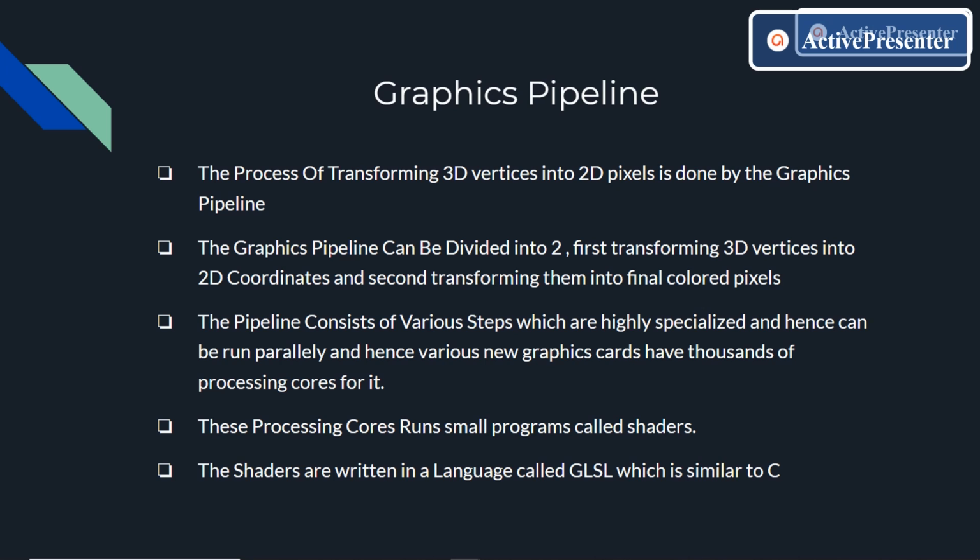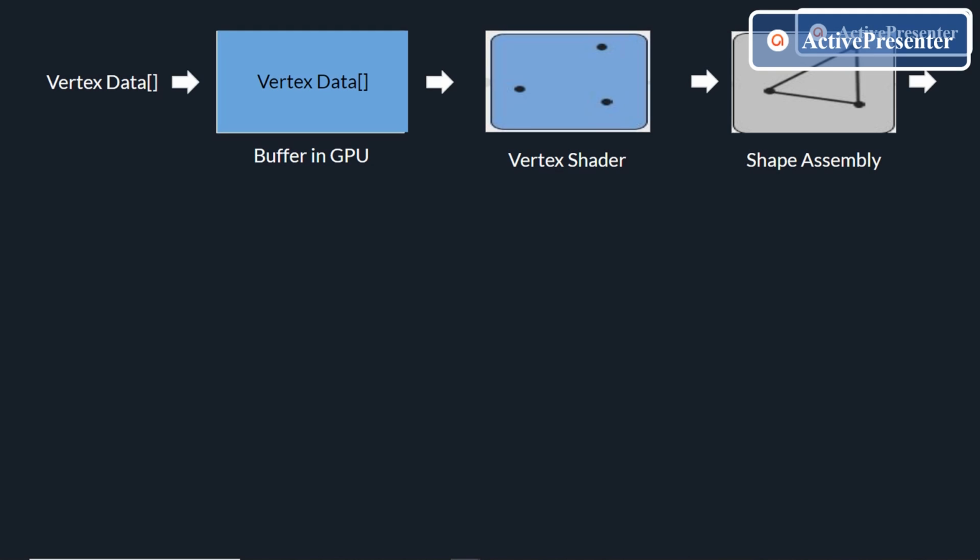Now let's see the graphics pipeline. The steps which are displayed in the gray color are taken care of by OpenGL. However, the steps which are written in this blue color, we have to code for ourselves. So the first thing we want to do is create something called vertex data.